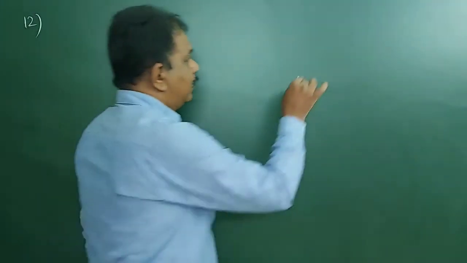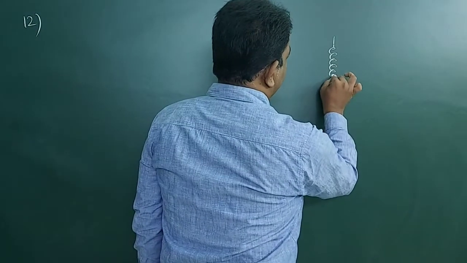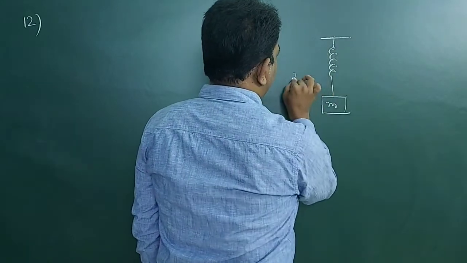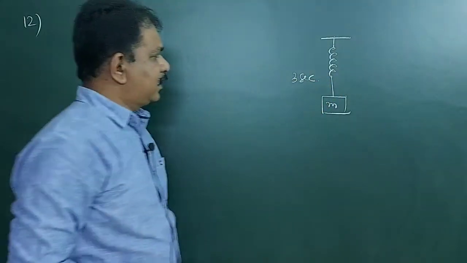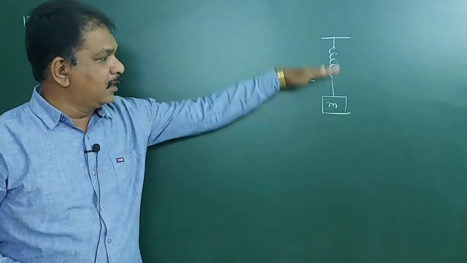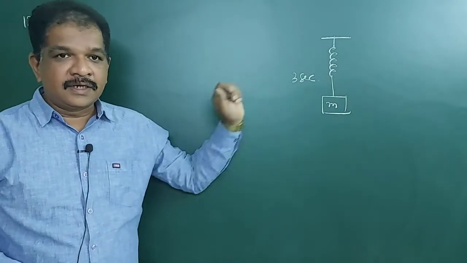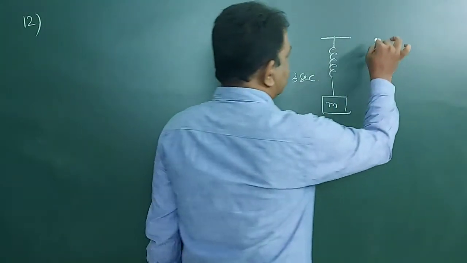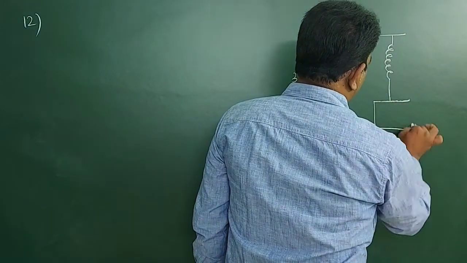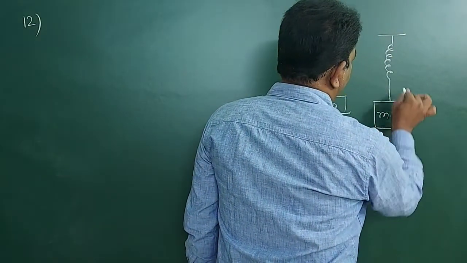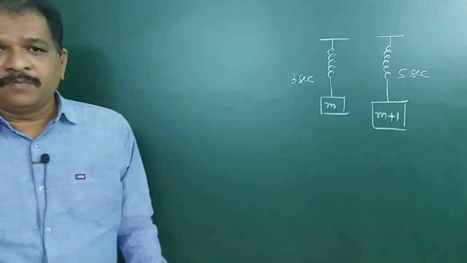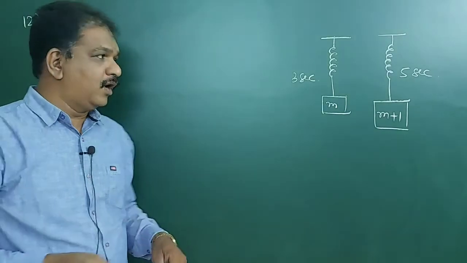So, there is a spring, and a mass m is attached to that. What is its time period? 3 seconds. It is pulled down and released. It is making oscillations like this. Its time period is 3 seconds. When the mass is increased by 1 kg, m becomes m plus 1. Now the time period becomes 5 seconds. What is the m value?